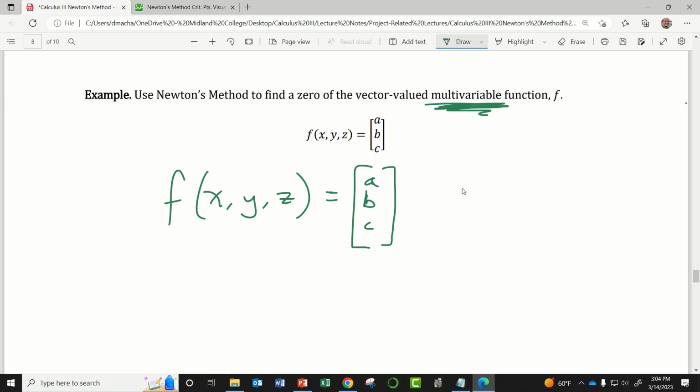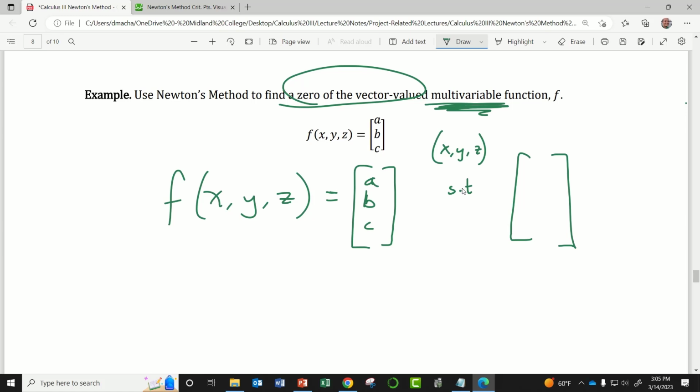How do we use Newton's method to find a 0? Well, a 0 of a vector valued function is the coordinate triple x, y, and z such that the output vector gives 0, 0, 0. Right? That's what I mean when I say we're looking for a 0 of a multivariable function. I want this output vector to have entries that are all zeros. So what values of x, y, and z give an output of this function that gives me 0, 0, 0?